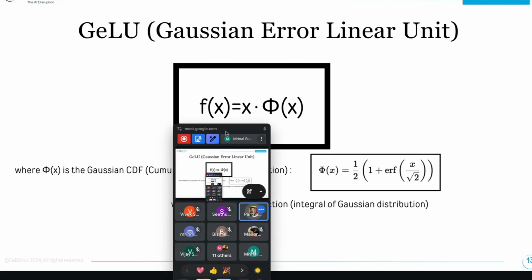It might be just x by 2 or something by another number. Sorry, it might be just x by 2 instead of x by root 2. Maybe you can look at it, but I have looked into how a GLU function works. We can definitely touch base on this post the seminar. I can show it to you.